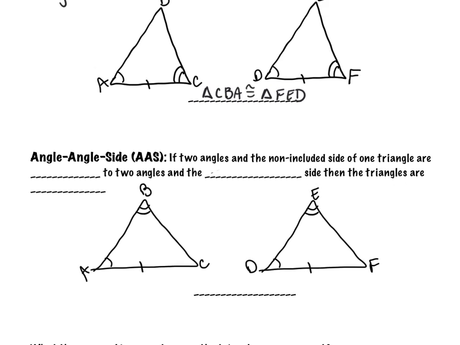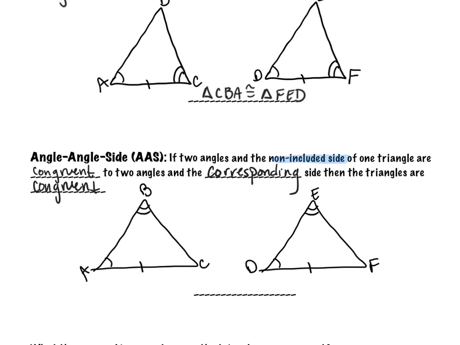All right. Angle, angle, side. This one we have to pay close attention to a few things. So, angle, angle, side, right? Says that if two angles, and here's the key to this, and the non-included side, two angles and the non-included side are congruent to the angles and the corresponding side, then the triangles are congruent.